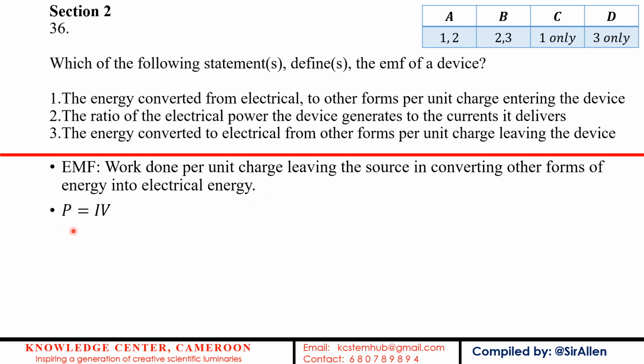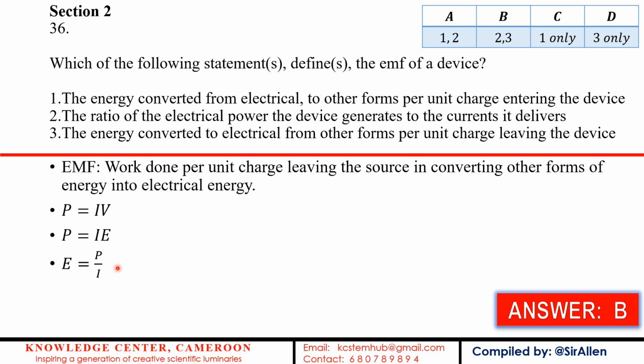Now, the power is IV. Power across a circuit load would be the current through that load multiplied by the voltage dropped by the load. But power supplied will be equal to the current supplied to that circuit multiplied by the EMF of your battery. So EMF will now be power supplied divided by the current. So you notice that B is our answer.